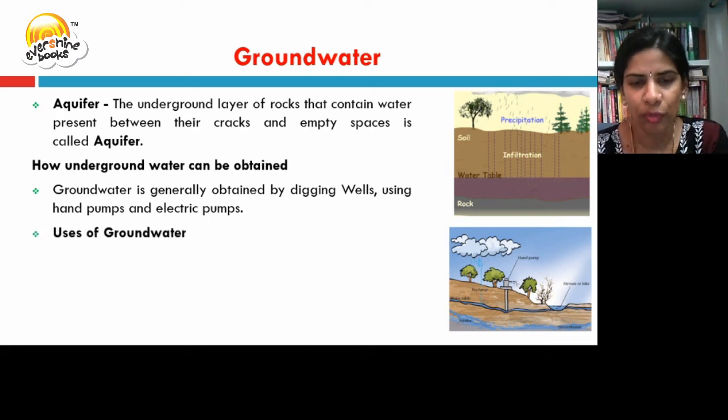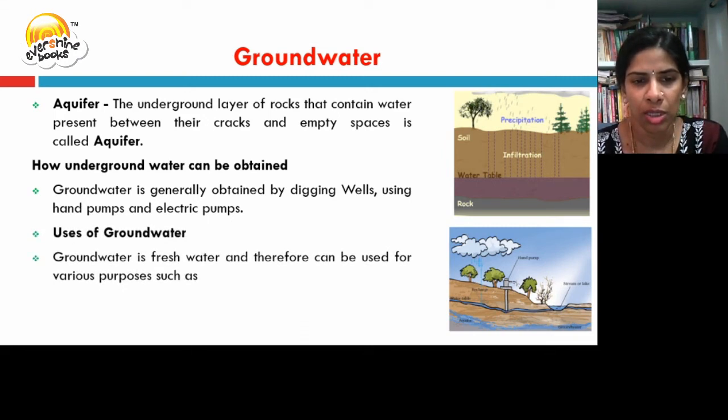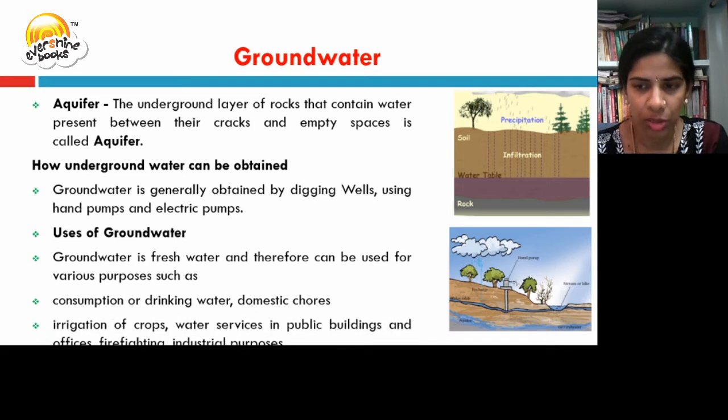What are the uses of groundwater? It is fresh water and so it is used for various purposes: drinking water, domestic uses, irrigation, water supply in public buildings, firefighting, industries, etc.